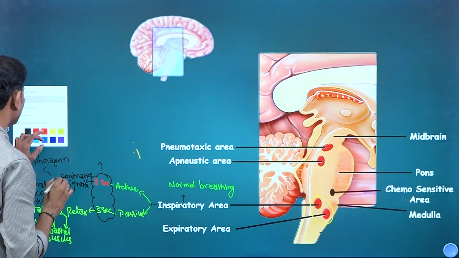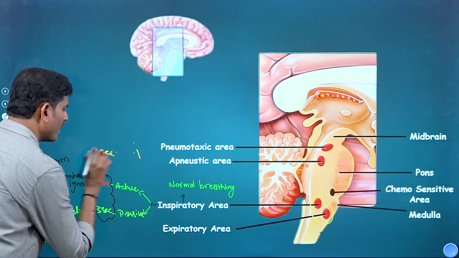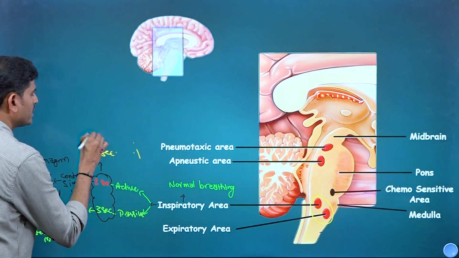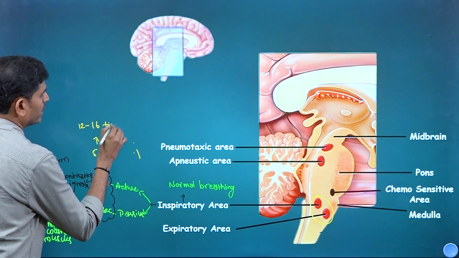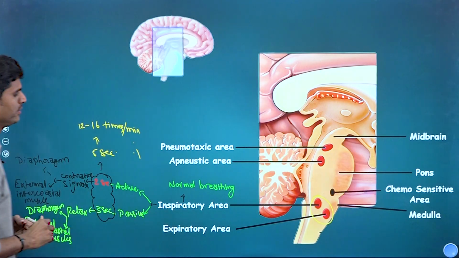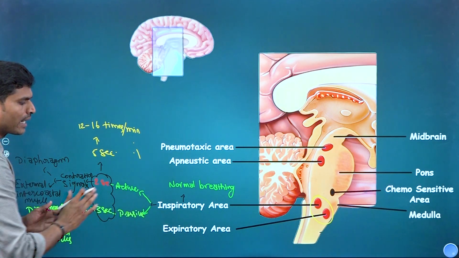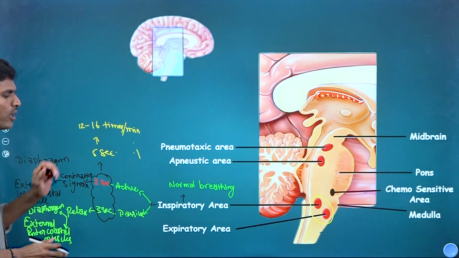So that is how many? 5 seconds. 5 seconds. So for 1 minute, how many? For 1 minute, 12 to 16 times of breathing will be possible. Okay. So this is which one? The inspiratory area's work. So every 5 seconds one breathing cycle is completed.